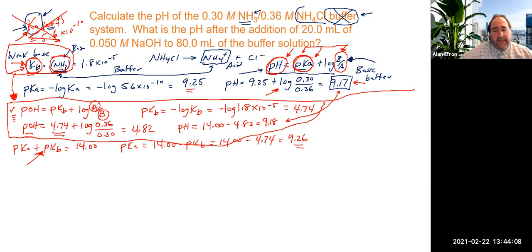So just being able to recognize that NH3 is involved, which is definitely a weak base, is probably why you might realize that this might be more of a basic buffer. Other questions?